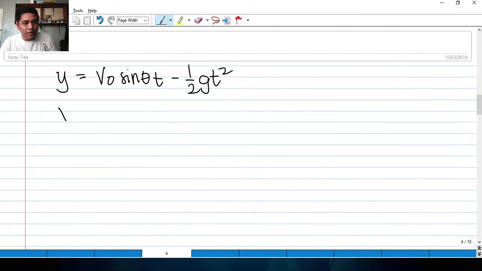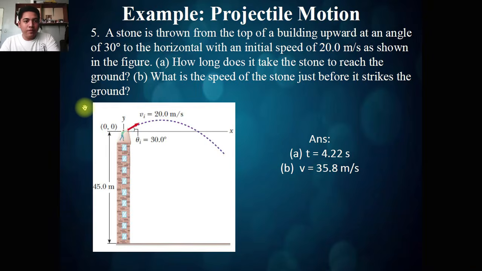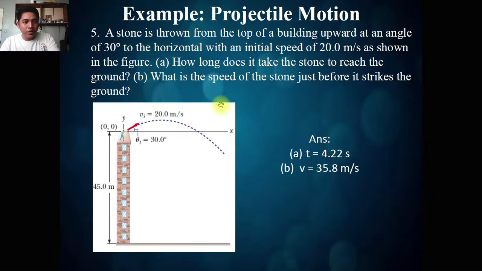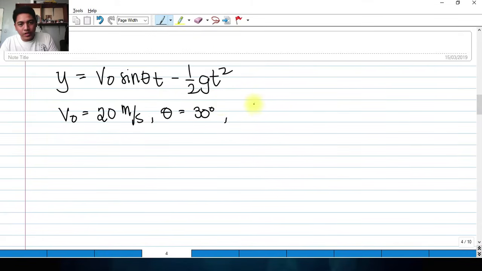So we have the given V naught. V naught is actually 20 meters per second. We have the angle of launch, that is 30 degrees. And also, we have the height of the building, which we represent as y, equals 45 meters.